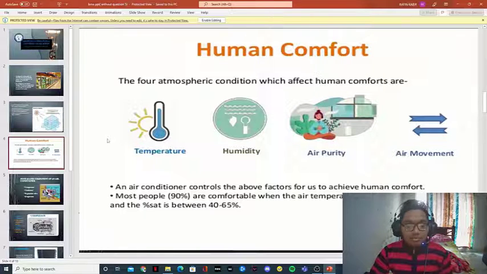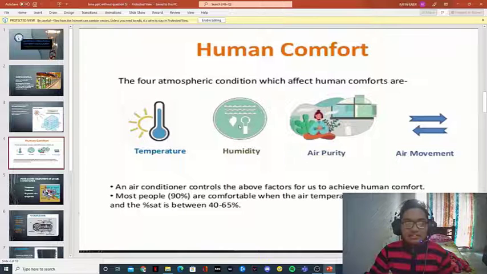At the same time, when the temperature outside the body is lower than 21 degrees Celsius, what happens? Heat from inside the body transfers from the body to the surroundings. Then the human body feels cold and shivering may occur, and this also makes us feel uncomfortable.